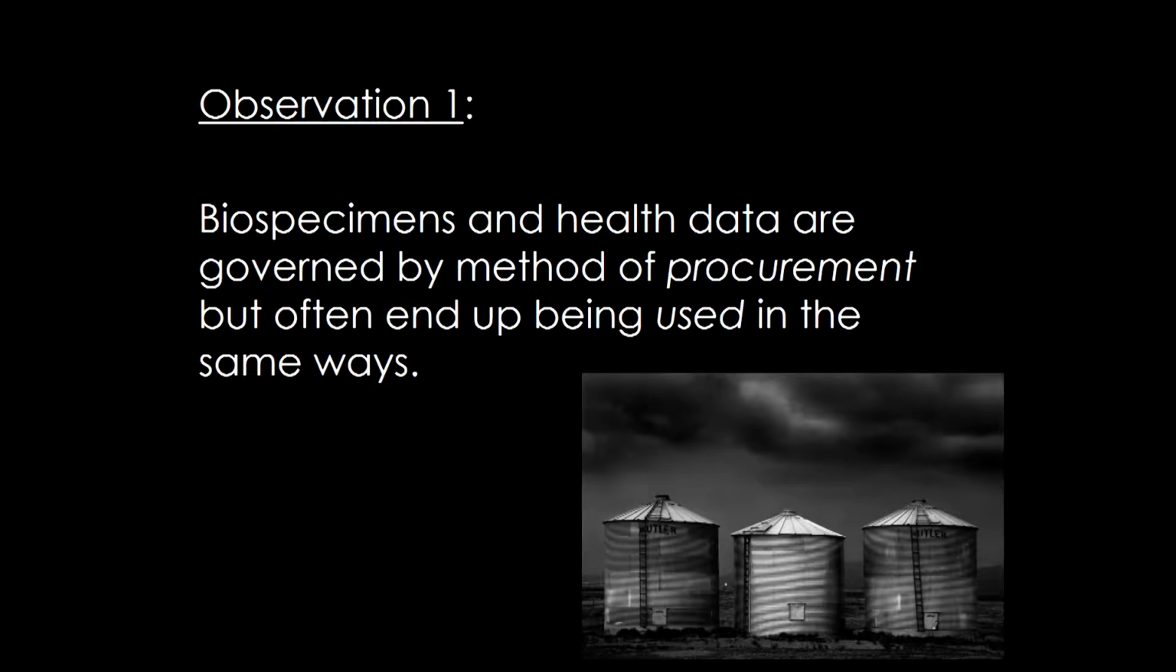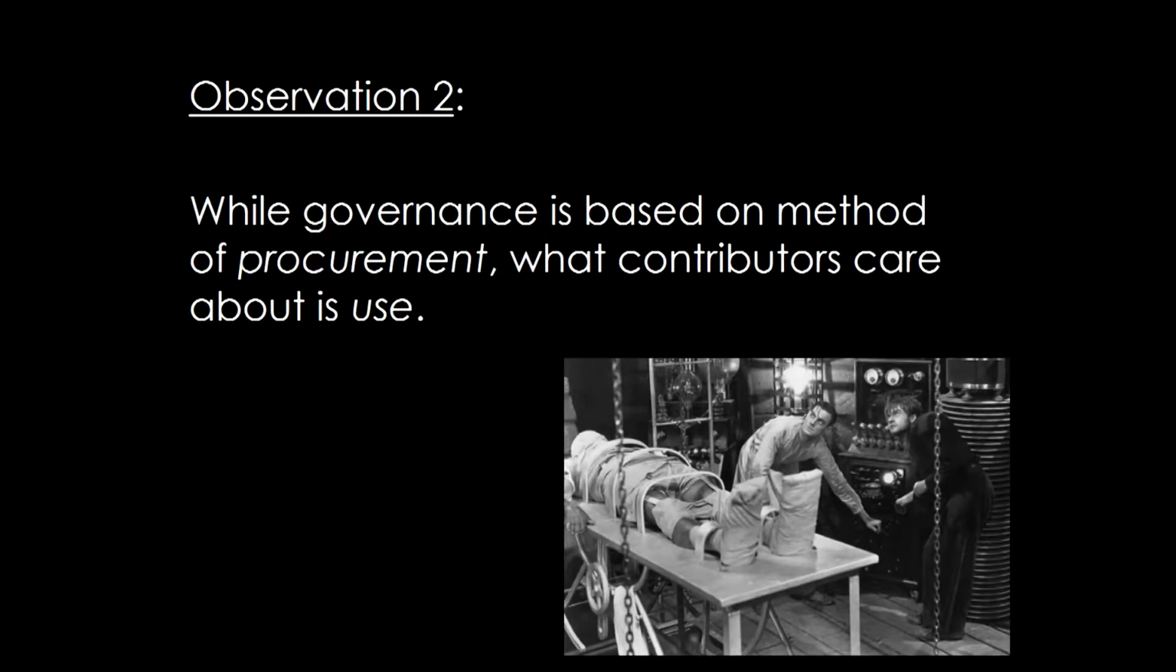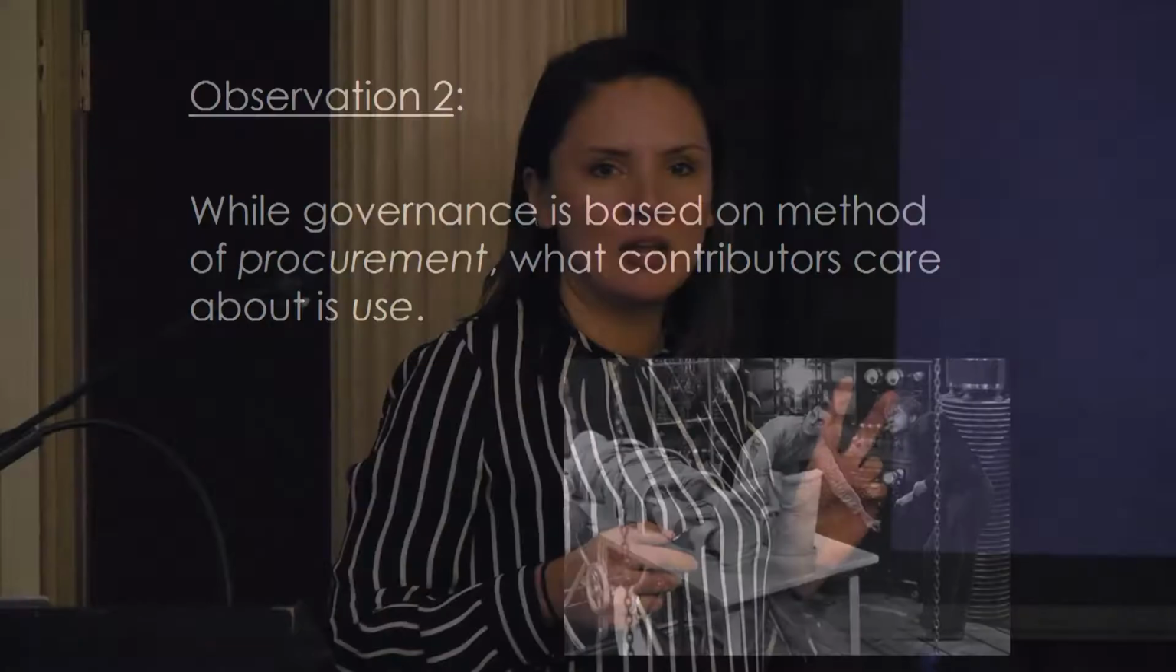All of our laws and regulations are focused on governing our data by methods of procurement, right? So we're talking about how data are coming in. That's how we govern them. But our data and biospecimens often end up being used in many of the same ways. And the second observation is that while our governance is based on method of procurement, what people actually care about, if you bother to ask them, is use. And those two observations, hopefully, will get me tenure and keep me working for many years to come: this inherent conflict between the way we govern and what people actually care about.